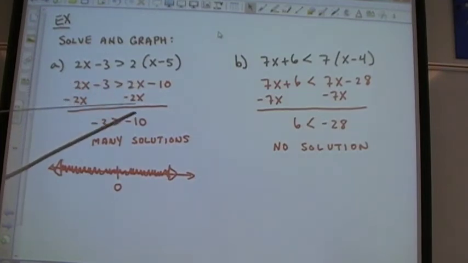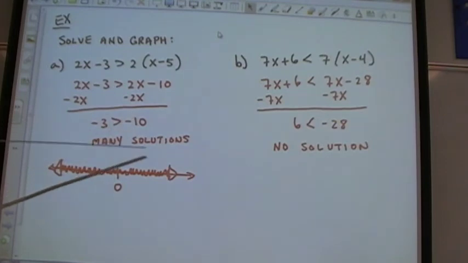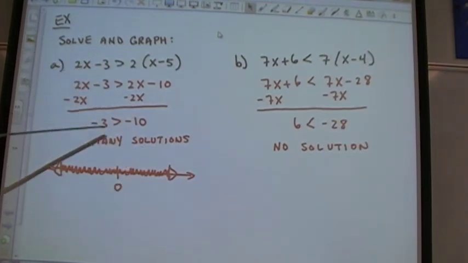So when I subtract 2x, what happens to the x's? They're gone. They cancel each other out. So what am I left with? Negative 3 is greater than negative 10. So if the variable cancels itself out, you're either going to get no solution or many solutions. You can't get a solution if there's no variable.